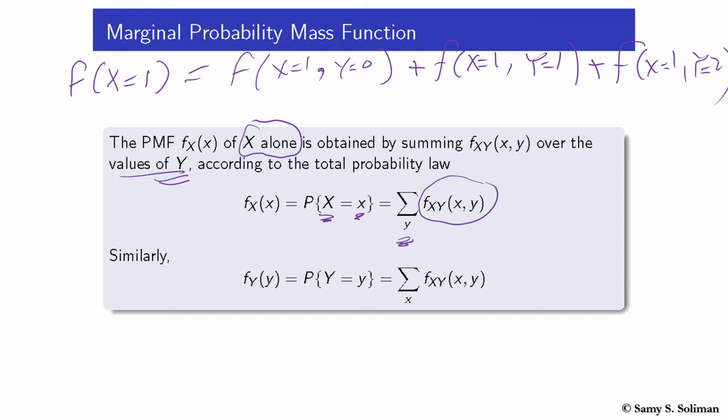This is what we call the marginal distribution or the marginal probability mass function. So again, when we want to calculate the marginal distribution of x, we sum the values of the joint PMF over all the possible values of y, and similarly, if you want to calculate the marginal distribution of y, we calculate it by summing the values of the joint distribution over all the values of x.